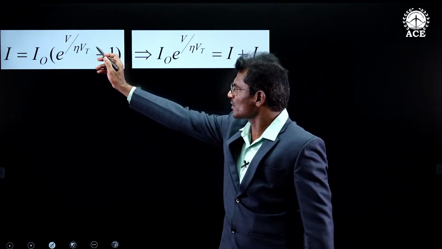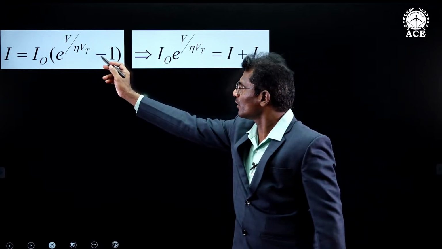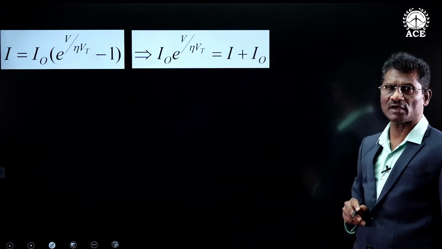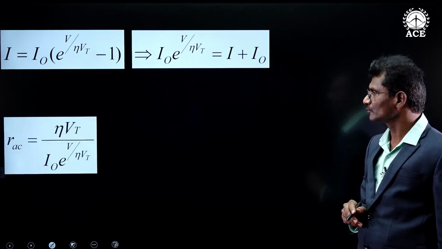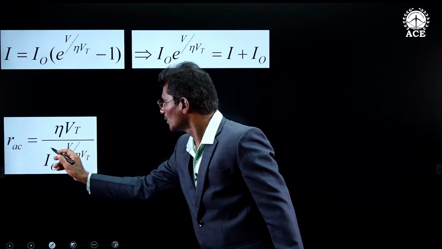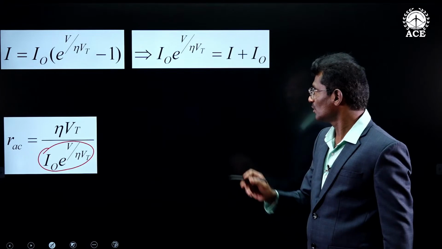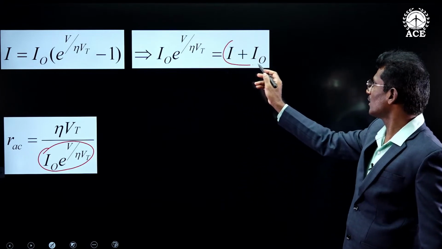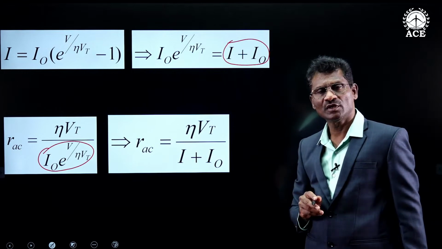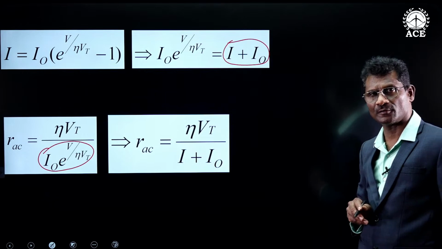If you reorganize the terms of this equation, I naught into e to the power of V by eta Vt comes out as I plus I naught. Now in this, I naught into e to the power of V by eta Vt is going to get replaced by I plus I naught. This is also a valid equation for dynamic resistance of a PN diode.